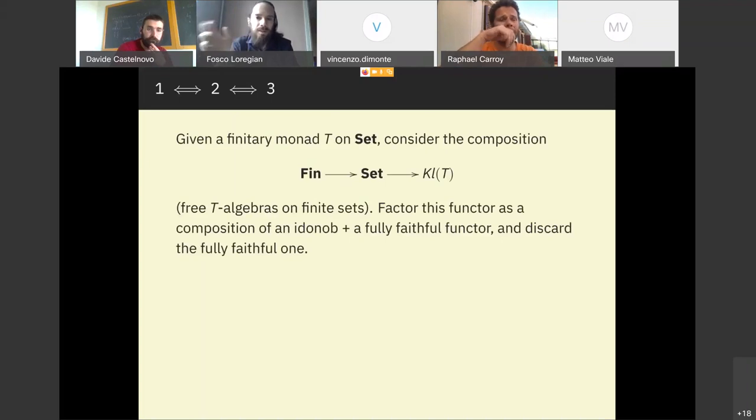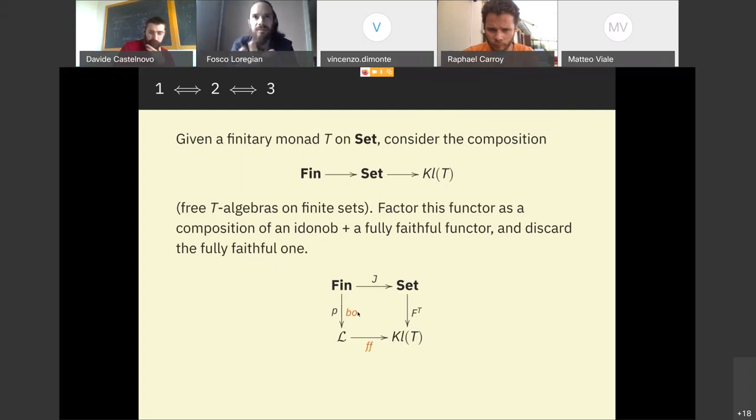This functor, again, by a general property of the category of categories, can be factored as a composition where the first step is bijective on objects, and with a little trick, you can render it the identity on objects. And this functor is followed by a fully faithful functor. So how do I obtain a Lawvere theory? I just take this factorization, this functor from Set to Kleisli T is the free functor, and this J that here is nameless is just the inclusion of finite sets in all sets.